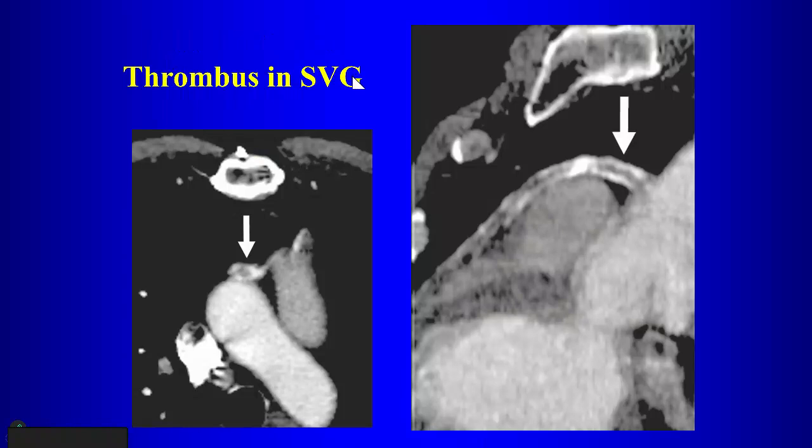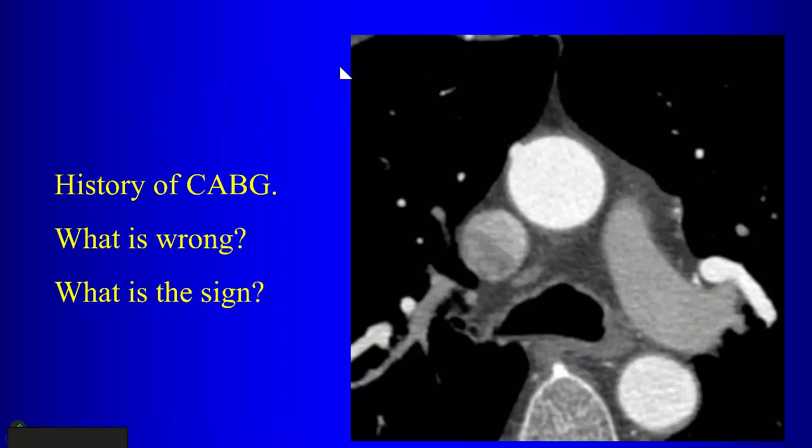So one of the easiest ways to evaluate bypass grafts now is with CTA, but you have to remember that you have to start the acquisition higher, especially with an internal mammary artery graft. You have to start above the level of the subclavian artery because you want to cover the entire course of the graft.